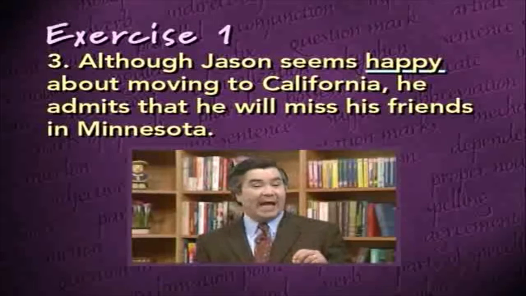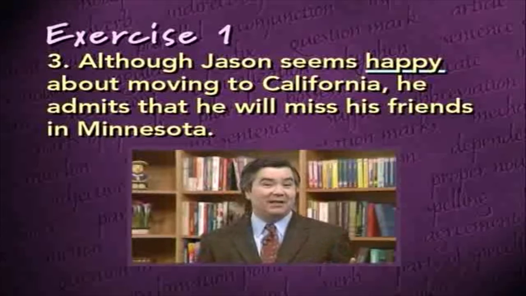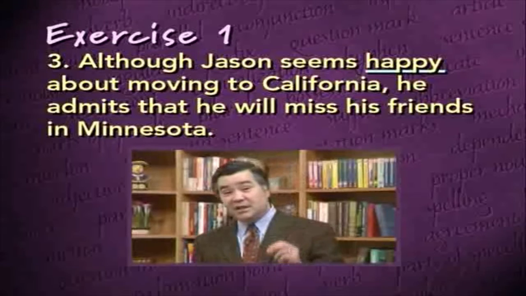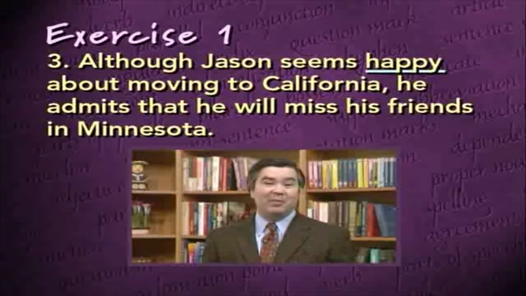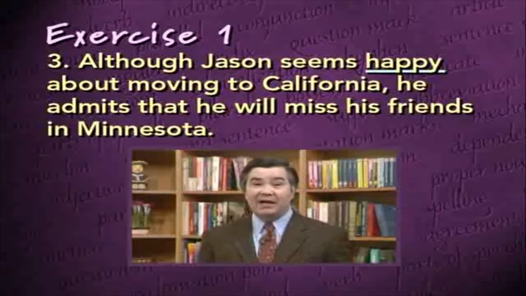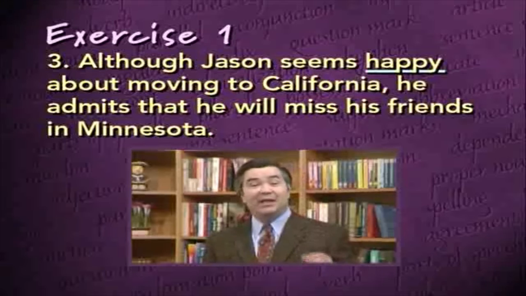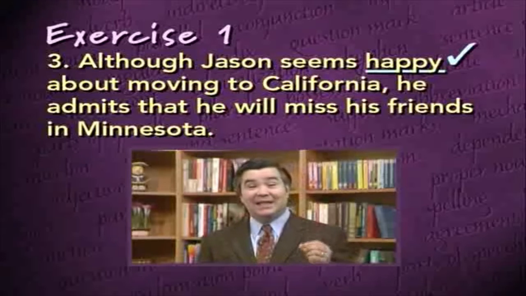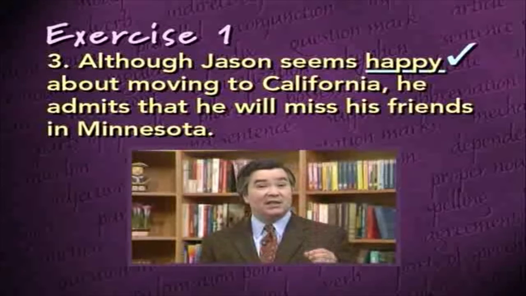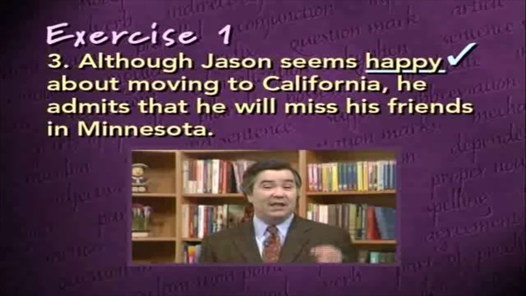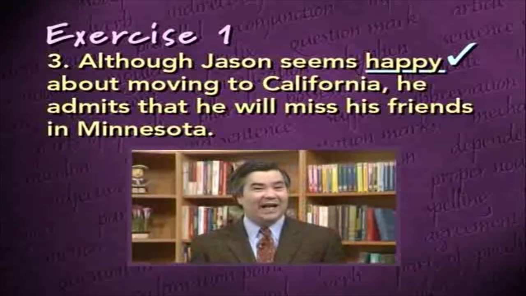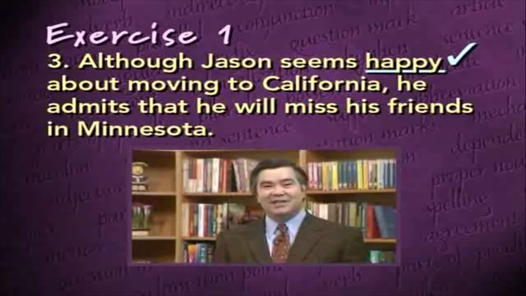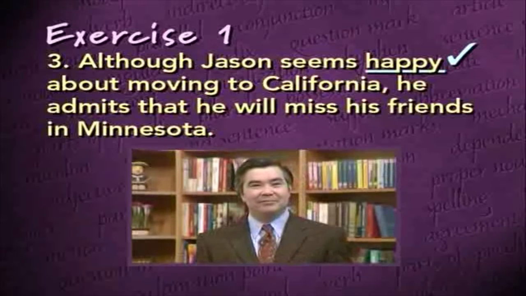Jason seems happy means almost the same as Jason is happy. Seems is a linking verb, and remember, a linking verb would normally be followed by an adjective, not an adverb. So the adjective happy is correct in this sentence, and therefore the sentence is perfectly correct as written. The sentence contains a linking verb which should be followed by an adjective, and it is. So this sentence is correct.